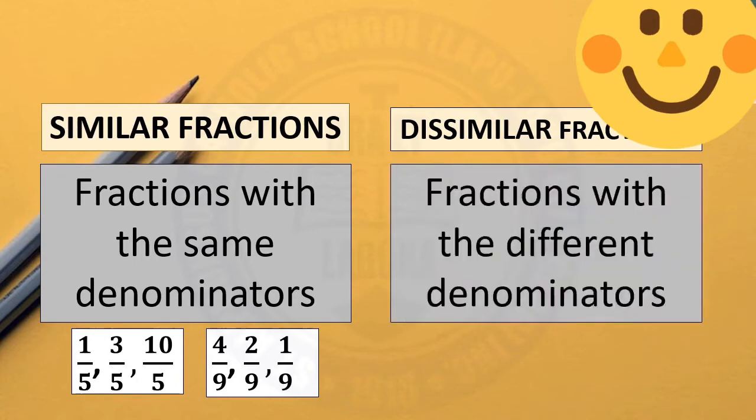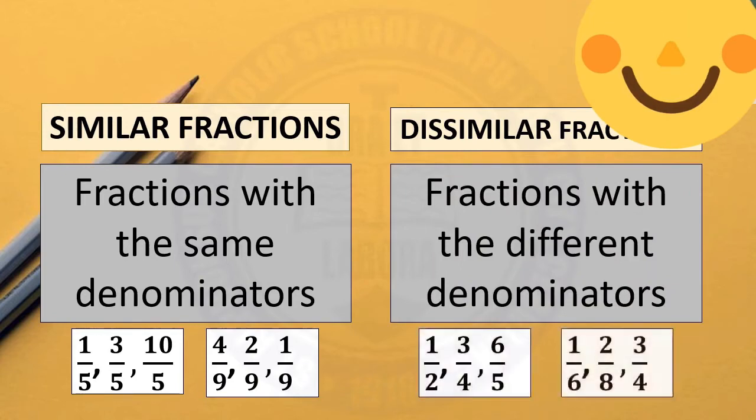While dissimilar fractions are fractions with different denominators. For example, 1/2, 3/4, and 6 over 5. These are dissimilar fractions because they have different denominators. Another, 1 over 6, 2 over 8, and 3/4.